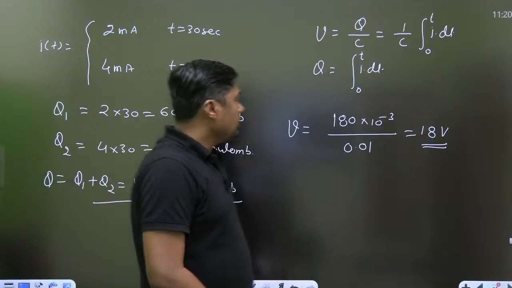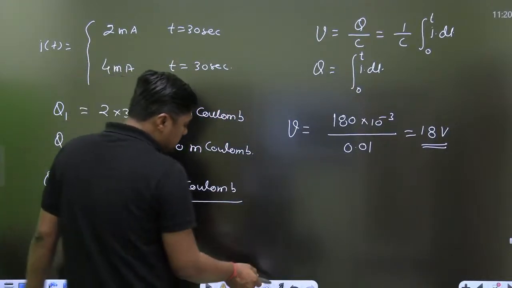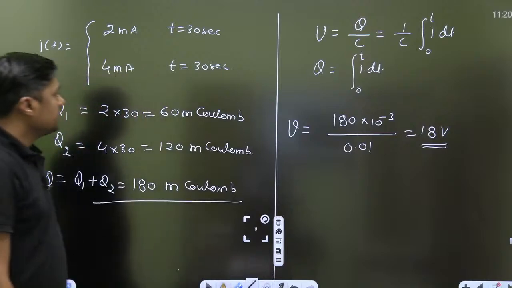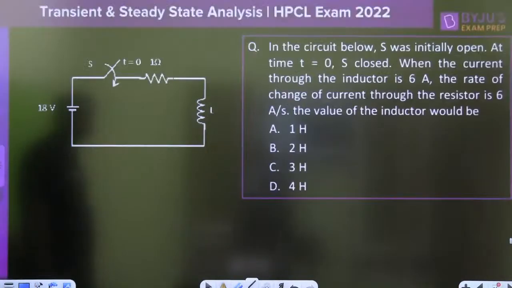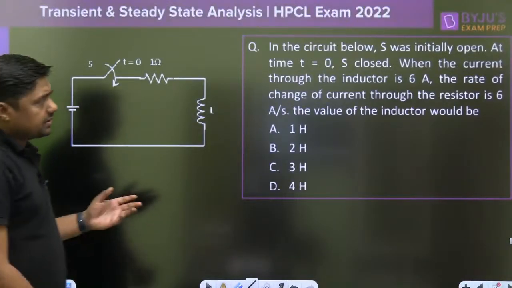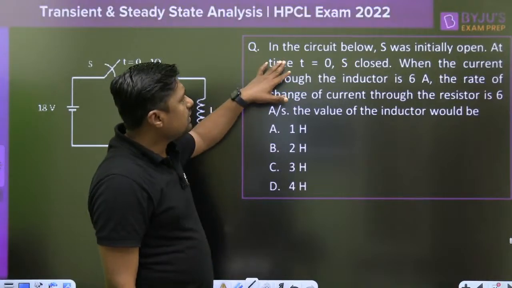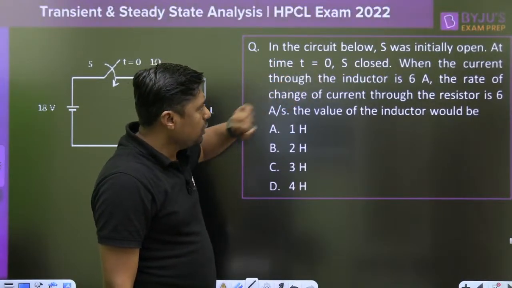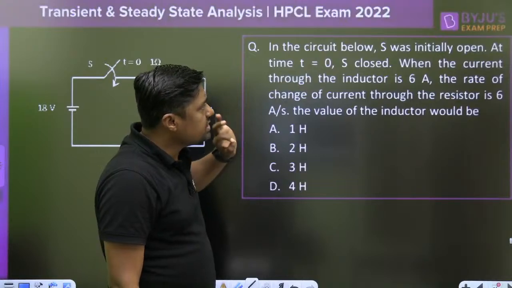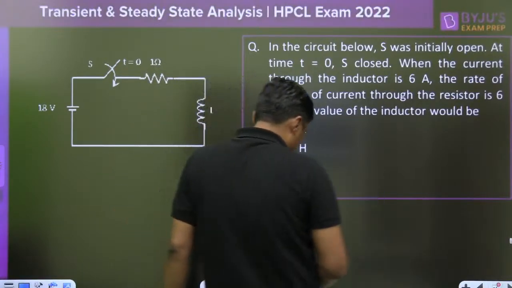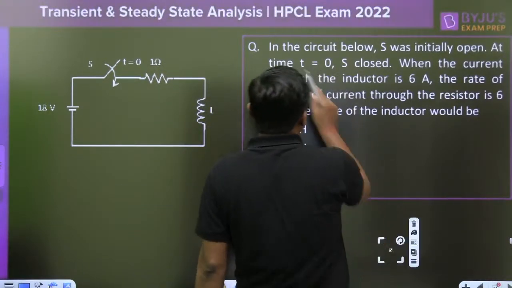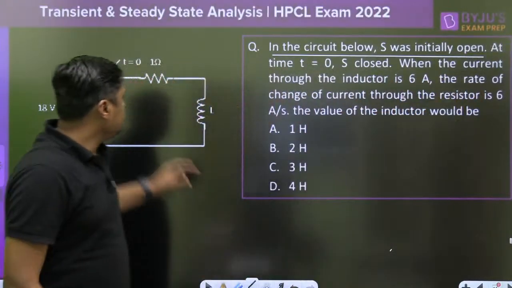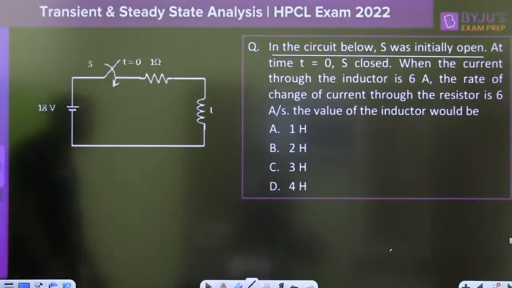Okay, now in a HPCL exam you are going to get this type of questions, right? Then again RL circuit, give me the answer without use of calculator. In the circuit below, S, means switch, was initially open. At time t equal to 0, the switch is closed.